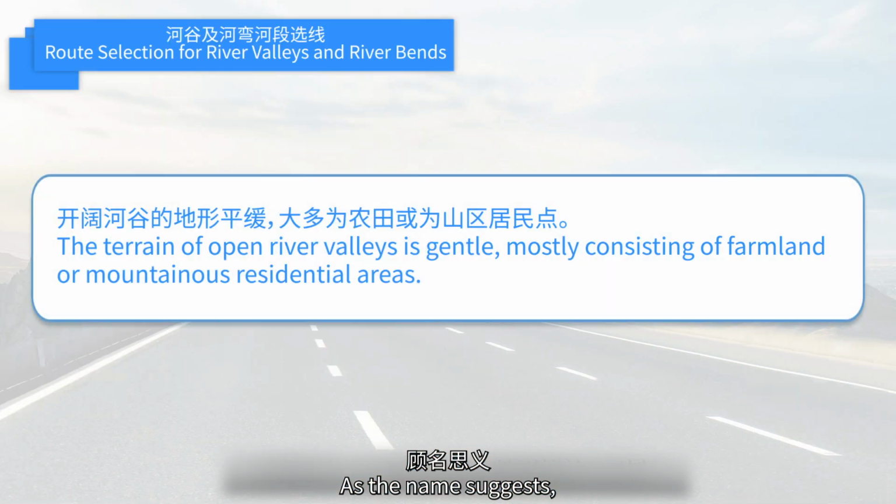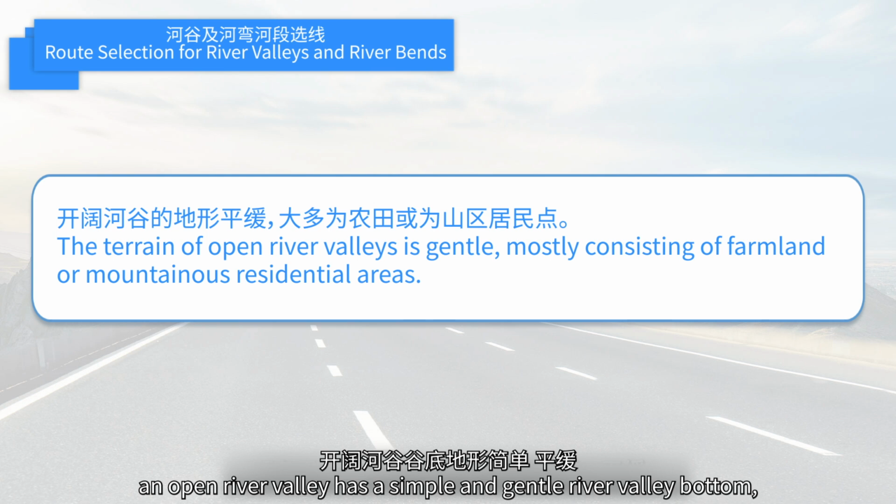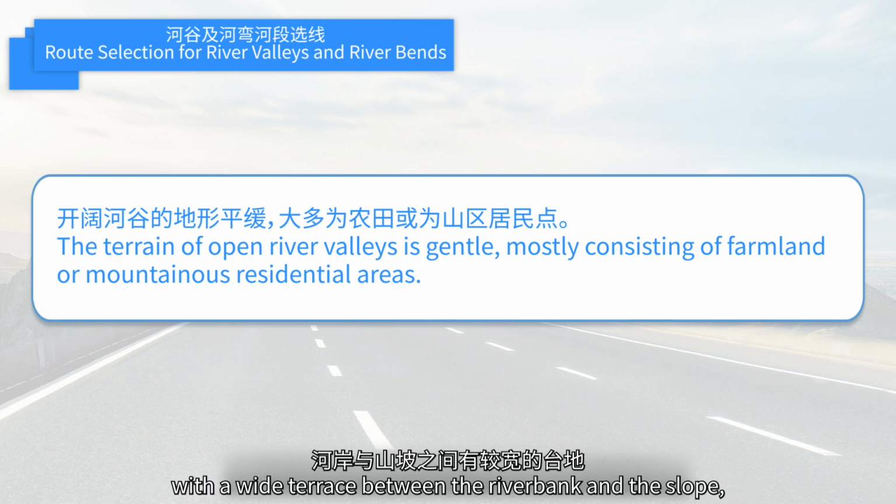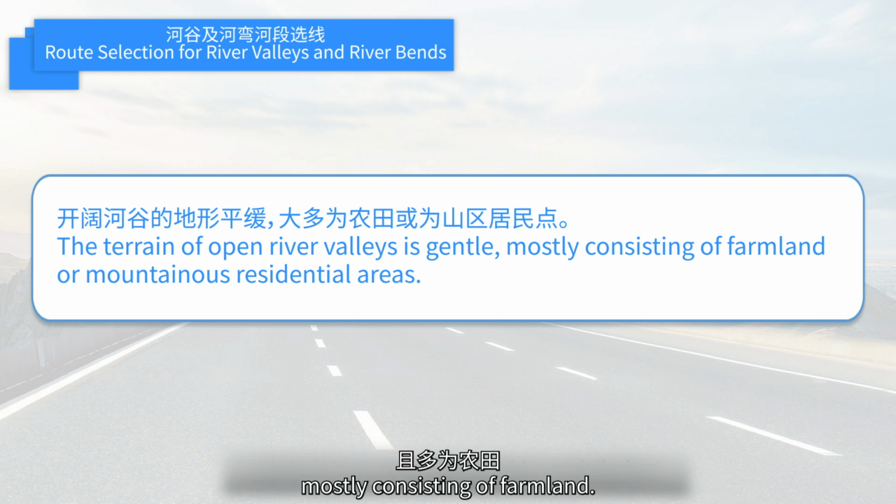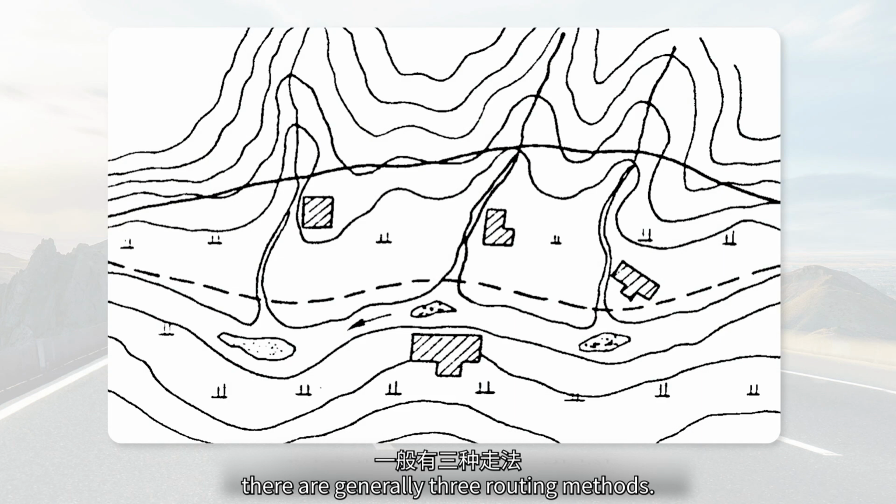As the name suggests, an open river valley has a simple and gentle river valley bottom, with a wide terrace between the riverbank and the slope, mostly consisting of farmland. In such situations, there are generally three routing methods. Let's take a look at the diagram.